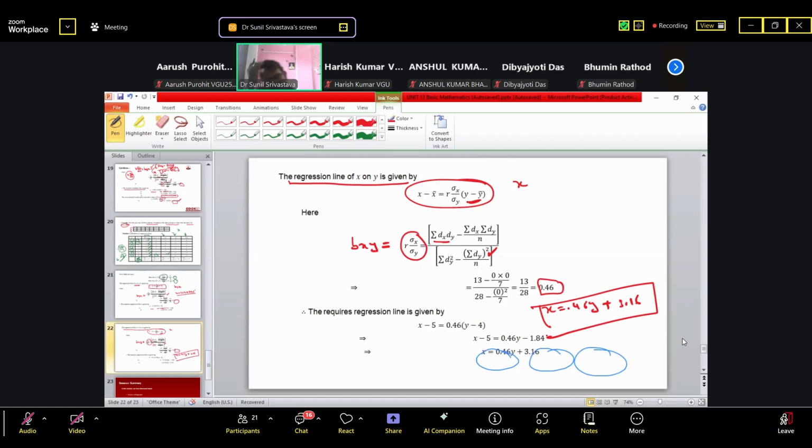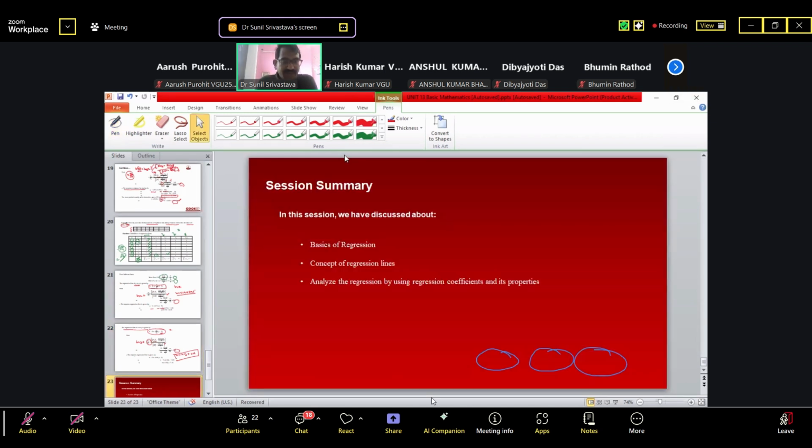So this was the lecture related to the regression coefficients for the particular values of these things. We have discussed here how the regression coefficient is calculated, taking three examples, and how to calculate the regression lines of y on x and x on y. Now we finally come to the learning objectives, the learning outcomes of the sessions.